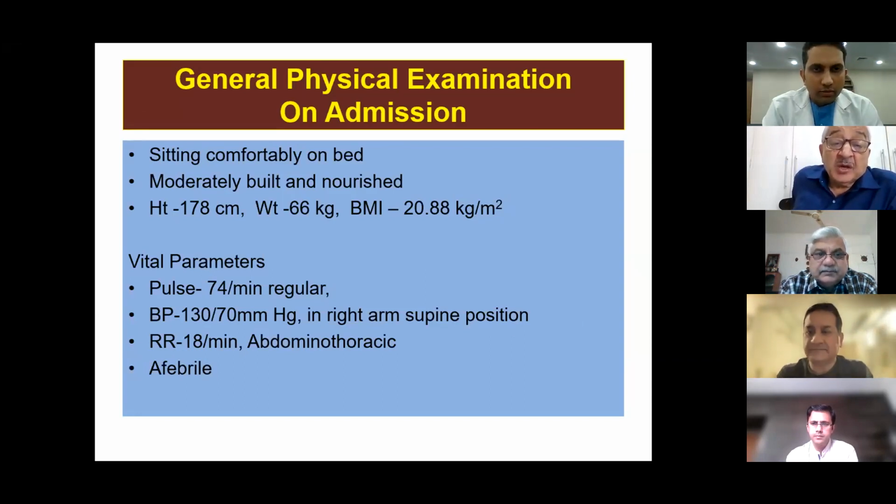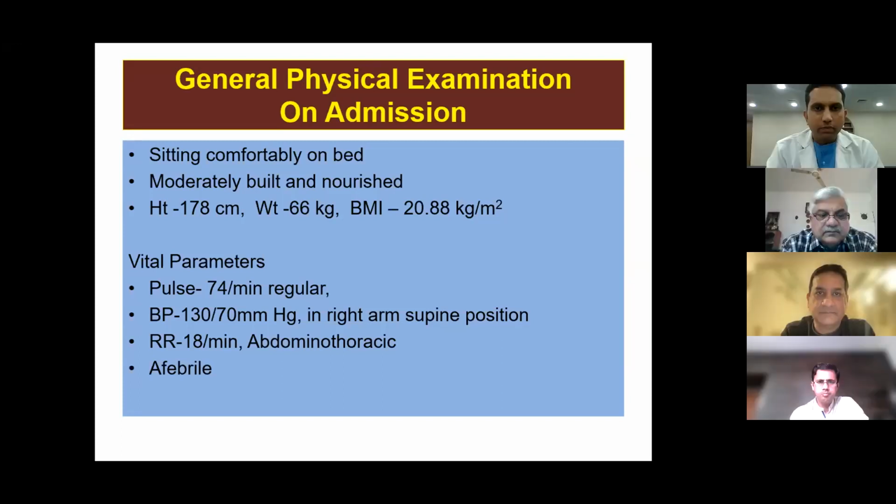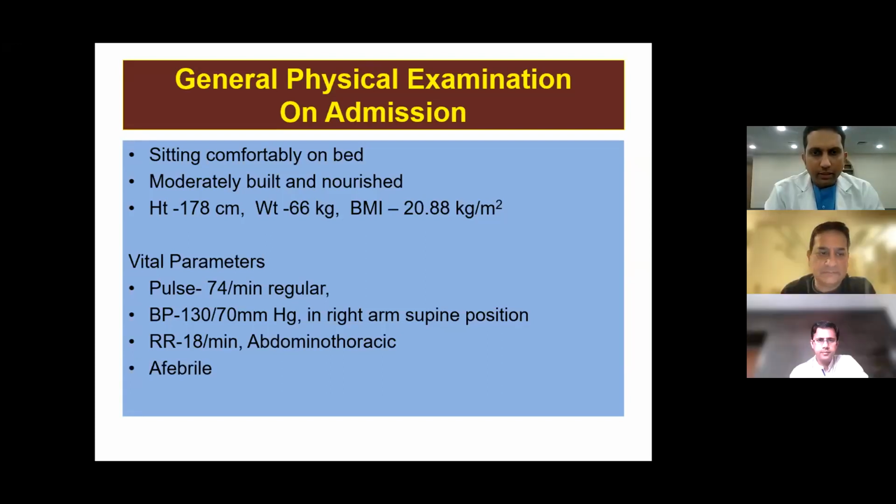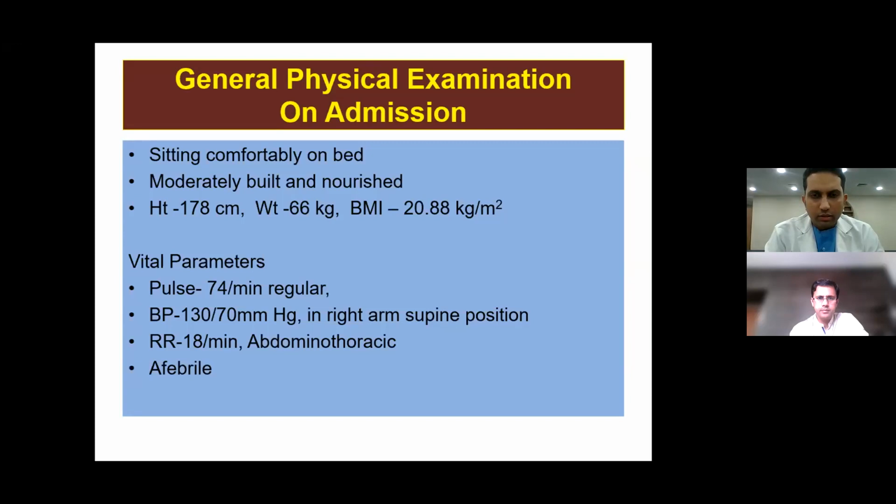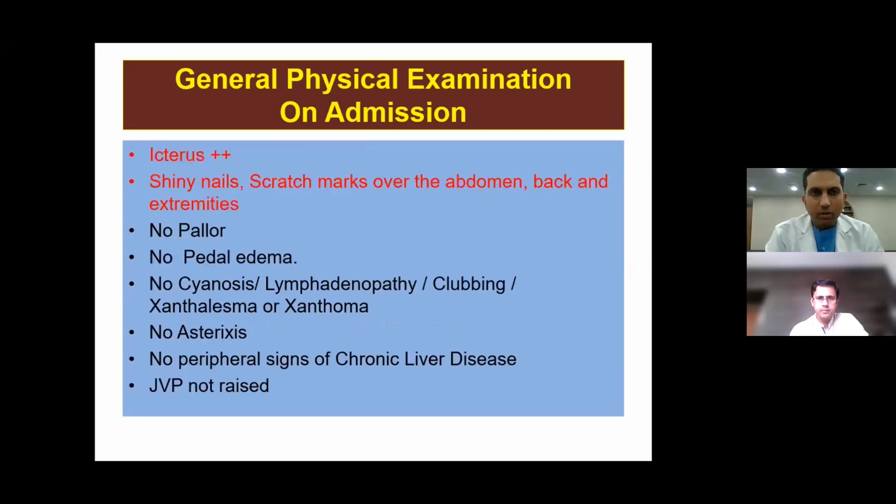Right. Okay. So on examination, the patient was sitting comfortably on bed. He is moderately built, moderately nourished, BMI about 20.88. His vital parameters were within normal limits. Yeah, you tell us the relevant features. If it's normal, we'll skip it. Yes, sir. He didn't have any fever on examination.